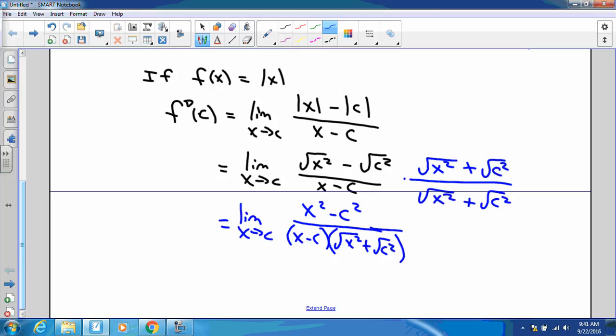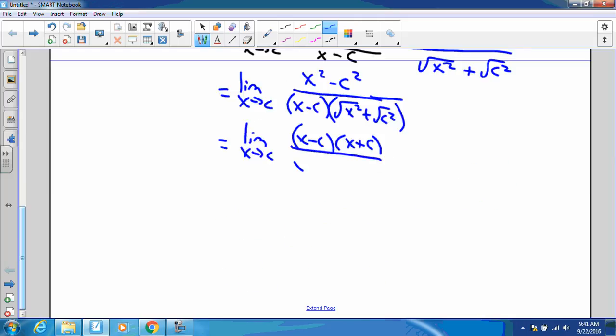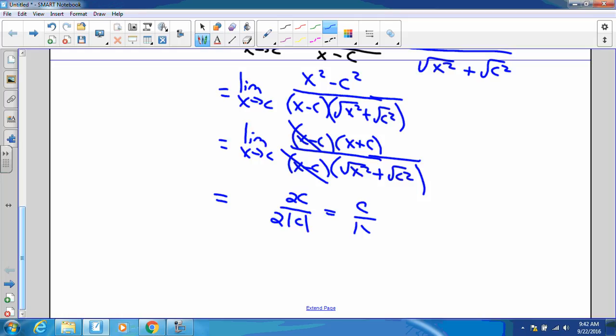Well, this looks fearsome, except that I recognize that I have a factor of x minus c. Now everything comes together. My factors cancel here. I let x go to c, and I get 2c on the top. And on the bottom, I get 2 absolute values of c. So that I end up with f prime of c equals this quantity.